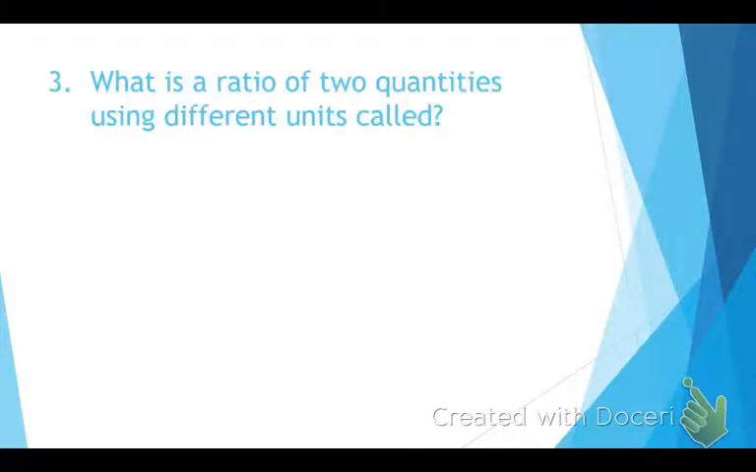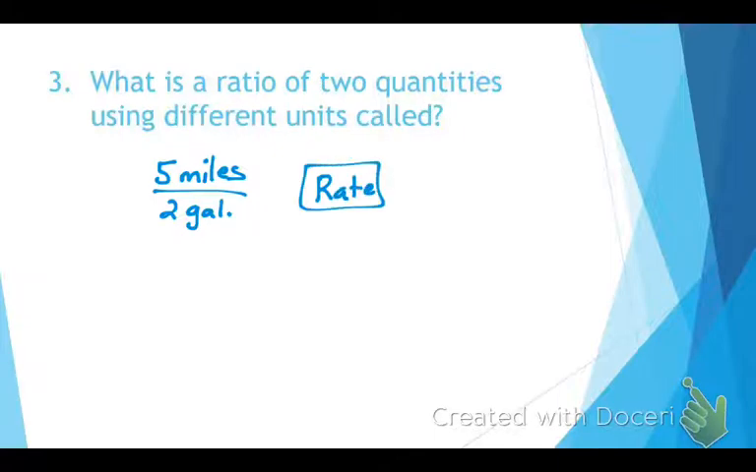Number 3, we've got another vocab word here. What is a ratio of two quantities using different units called? So for this case, it's something like this. 5 miles to 2 gallons. Notice there are different units there. If there are different units, this is called a rate.